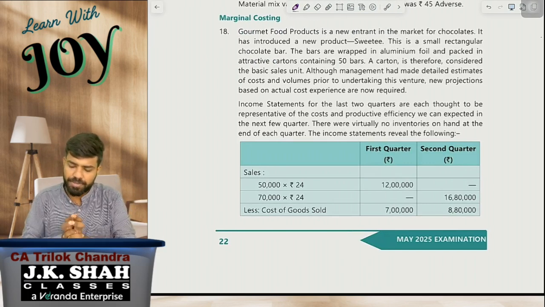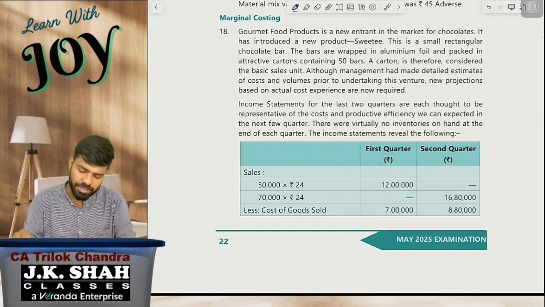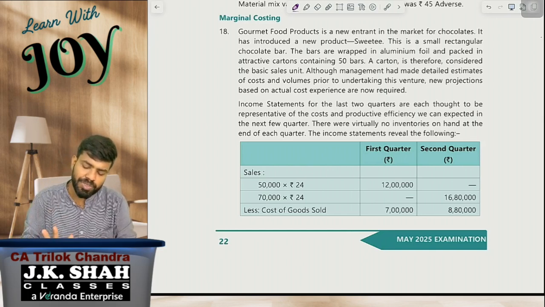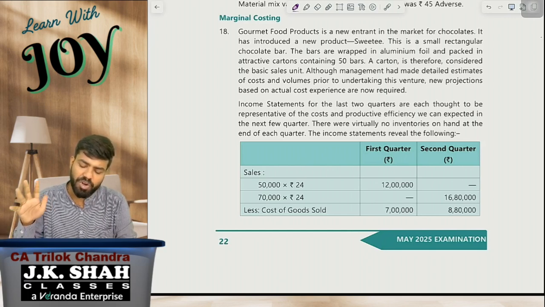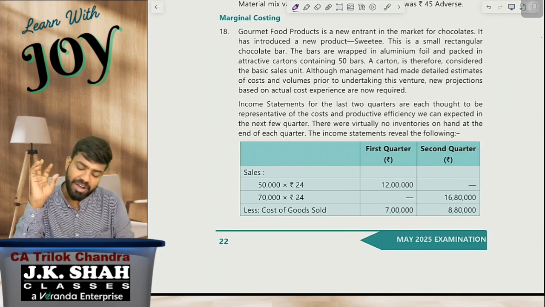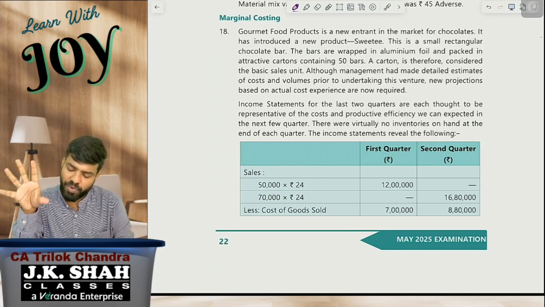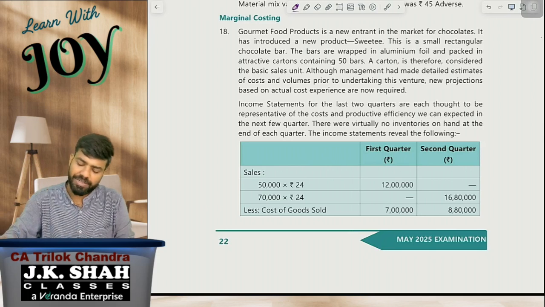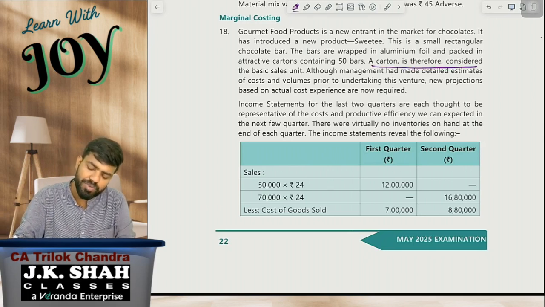Garment Food Products is a new entrant in the market for chocolates. It has introduced a new product, Sweetie. This is a small rectangular chocolate bar. The bars are wrapped in aluminum foil and packed in attractive cartons containing 50 bars. A carton is therefore considered the basic sale unit. This is the only point which is useful in this question. Carton is the basic sale unit.